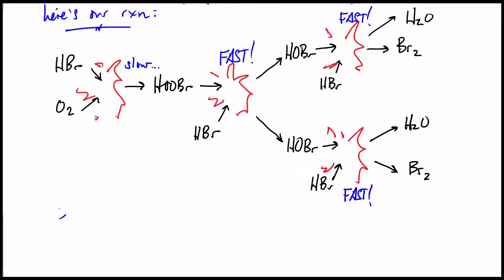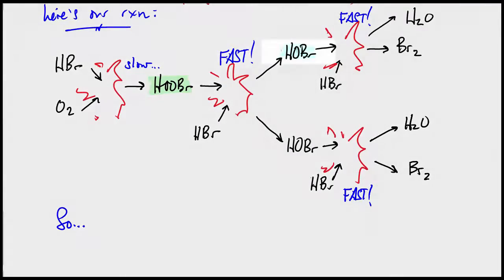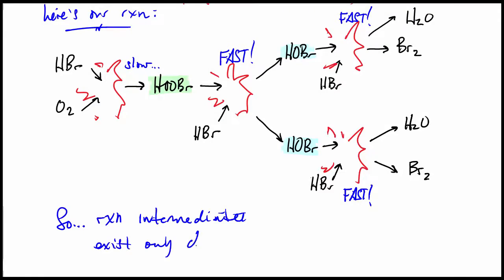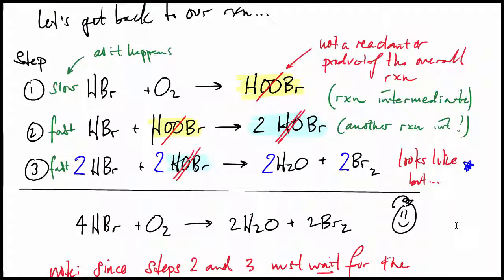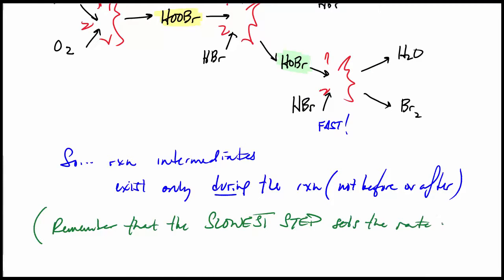This is a little bit more realistic view of our reaction. Look, see the Huber in between the first and second reaction, and these two Hobers in between the second and the two third reactions? They're intermediates, and they just exist during the overall reaction. Not before or after, just between the steps. Look here, you can see them again. There's the Huber being produced and then used up. And later here we have these Hobers being produced and then used up. That's the idea of a reaction intermediate illustrated here two different ways. So remember that this slowest step sets the rate of the overall reaction.